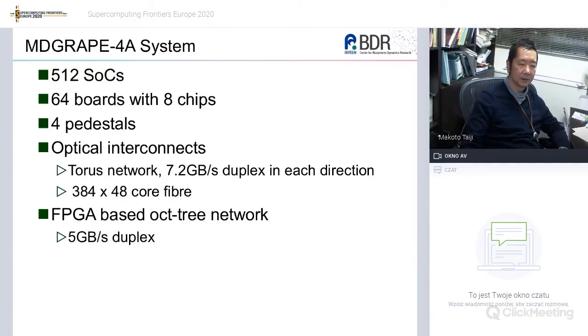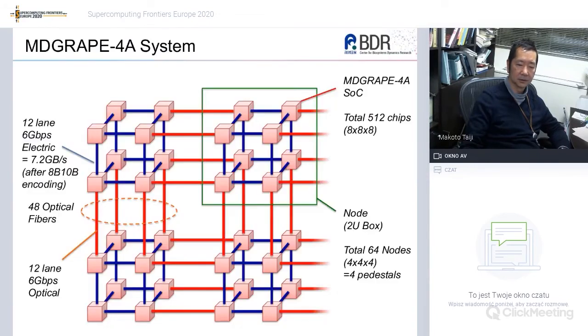This MDGRAPE-4 system has 512 SoCs. Maybe we'll explain this in the next chart. Our system has 512 SoCs in an 8 by 8 by 8 topology. In one direction, we have 12 lanes of 6 Gbps, which corresponds to 7.2 gigabytes per second peak performance. And for the links, we use optical interconnections.